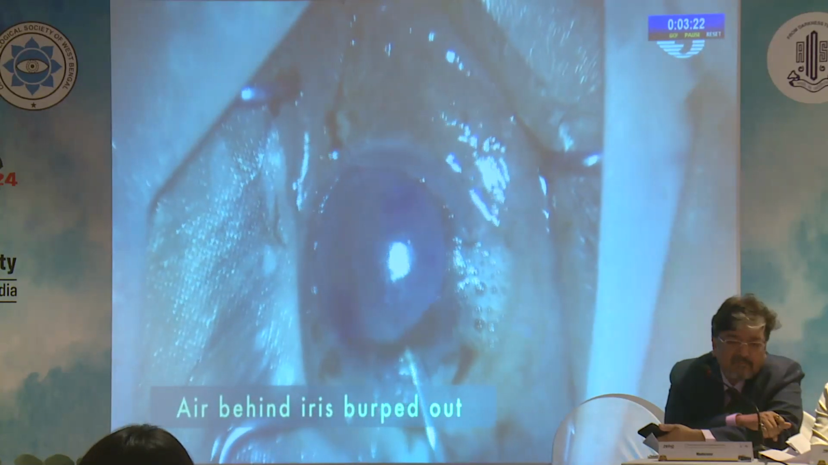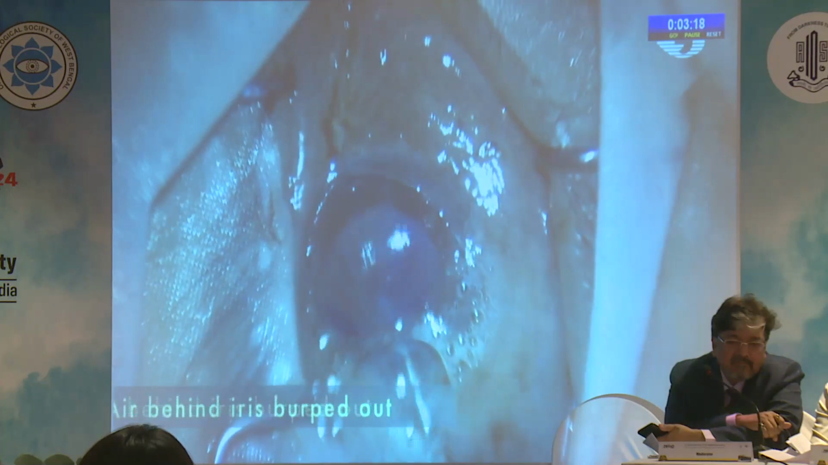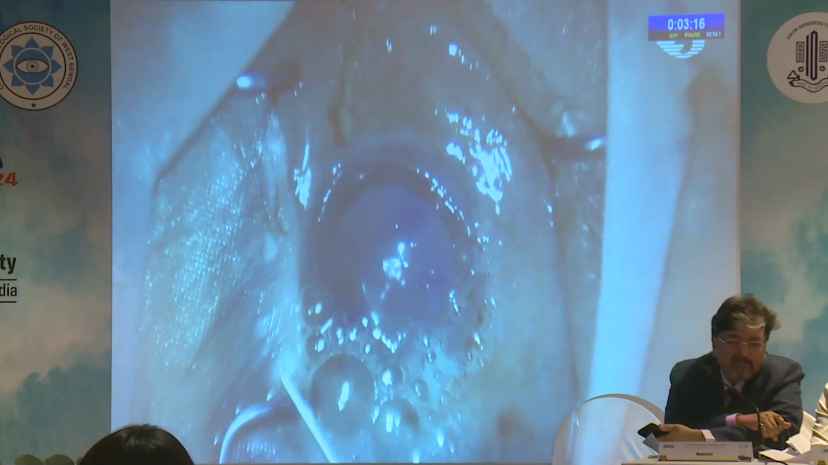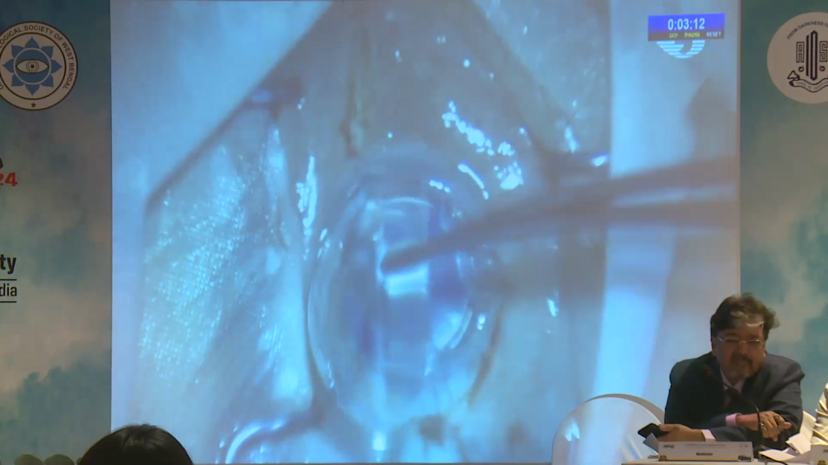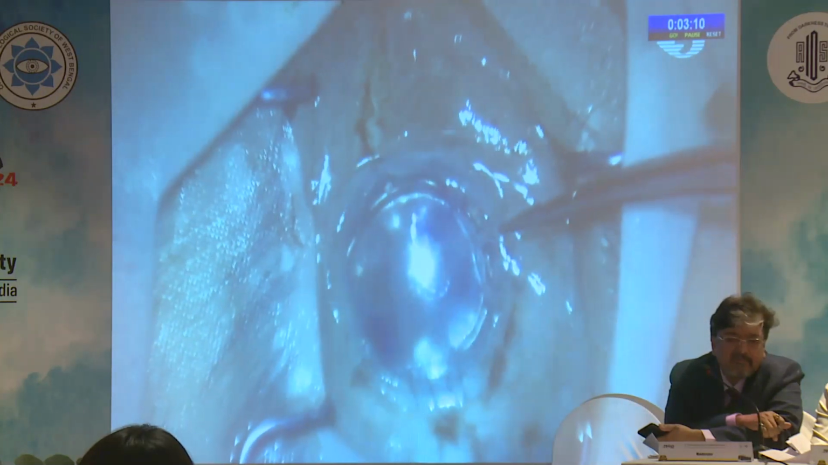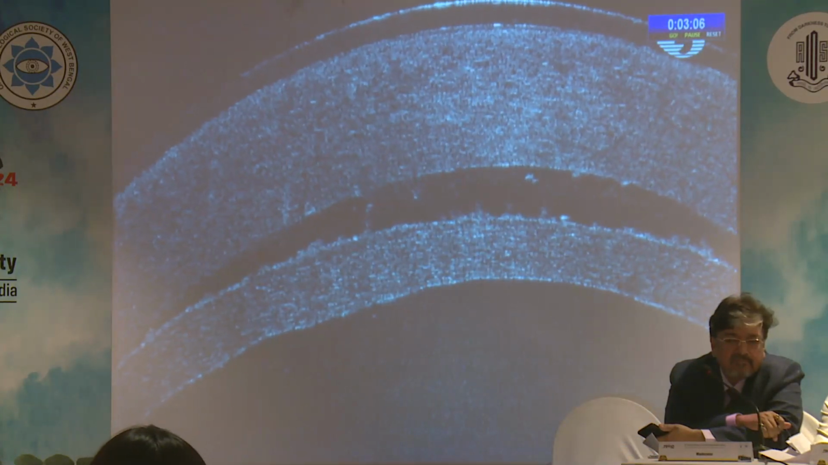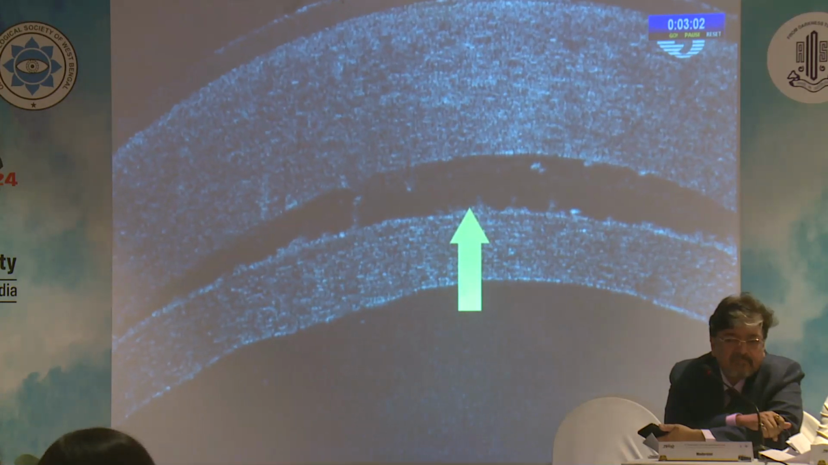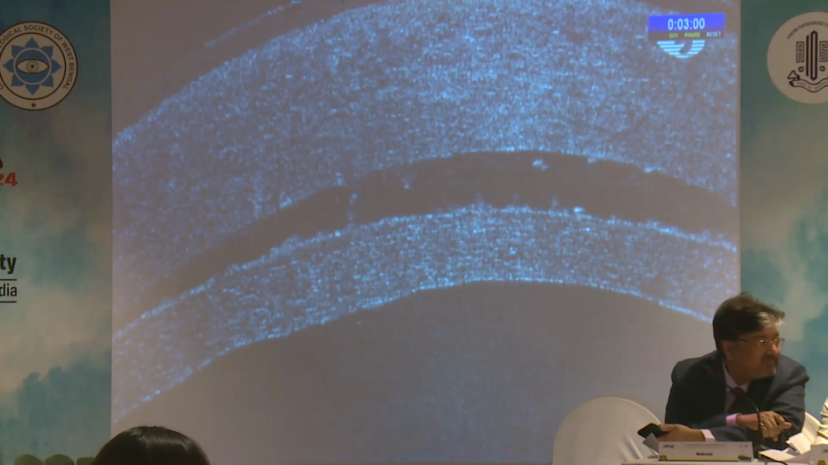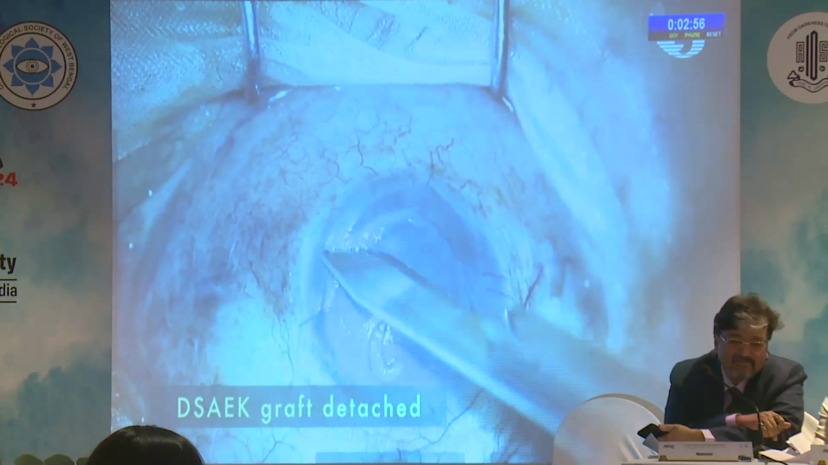In desperation, we finally decide to press down on the iris through the main wound to burp out the air that is trapped behind the iris. And finally, the air stays and the graft gets centered well. However, the next day, to my horror, we see this large gap between the donor and host corneas on the ASOCT. We take the patient back into the OR and remove the epithelium.